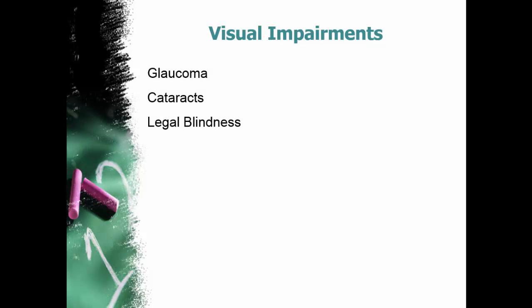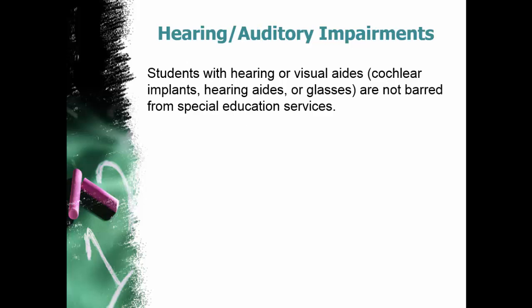Another category for physical impairments includes visual impairments, and this does not just include students who are completely blind. A student who has glaucoma, cataracts, or is determined to be legally blind can also receive special education services under this category. Students with hearing or auditory impairments can also receive special education services.